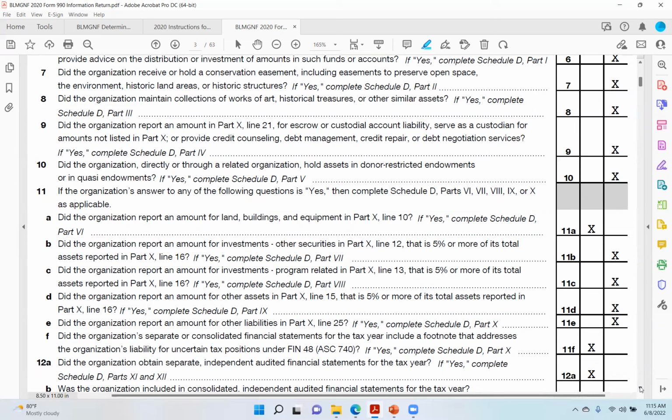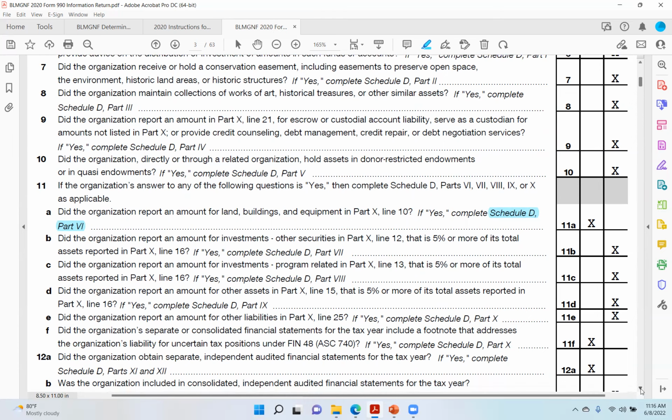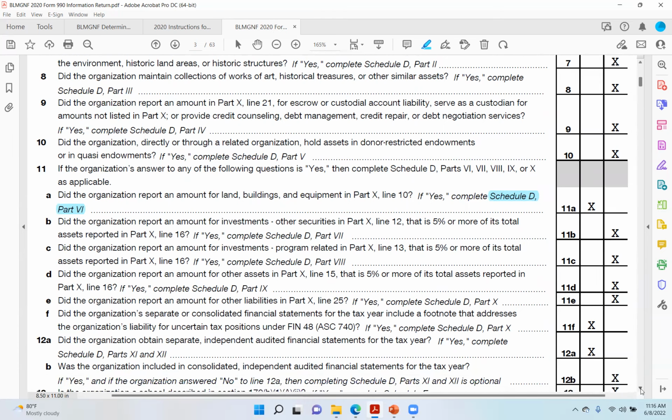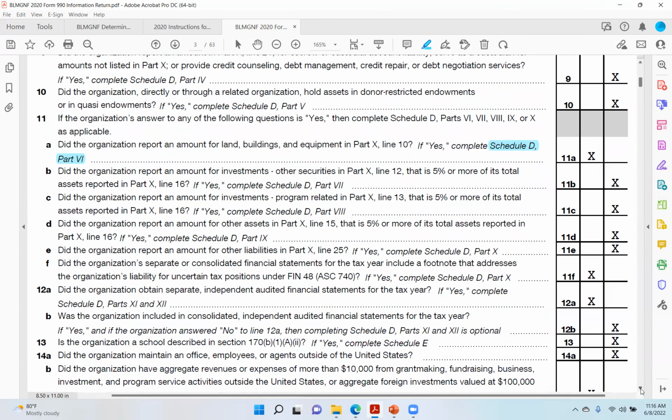11A: Did the organization report an amount for land, buildings, and equipment in Part X, line 10? If yes, complete Schedule D, Part 6. They answered yes. So we should be looking for Schedule D, Part 6. That should be something that we, the public, should be able to see: more information about the land, buildings, and equipment that they reported an amount for. 11B: Did the organization report an amount for investments, other securities? The answer was no.